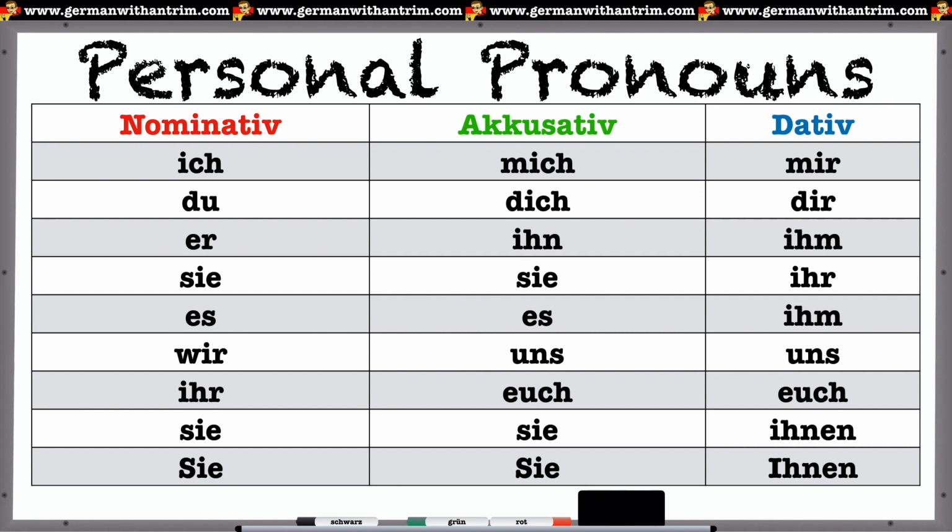Wir becomes uns in both accusative and dative. Ihr becomes euch in both accusative and dative. The two sie's at the bottom of the chart, both they and you, stay sie in the accusative case, but they both become ihnen in the dative case. Don't forget to capitalize Ihnen when it's being used as the formal you.